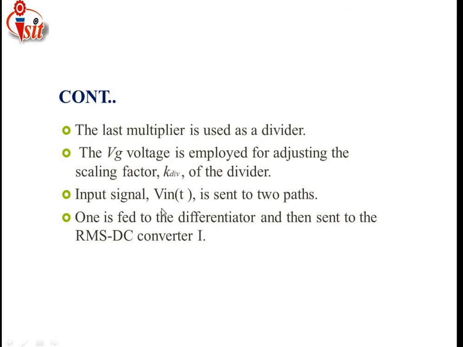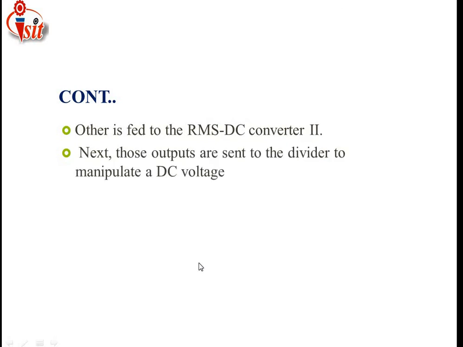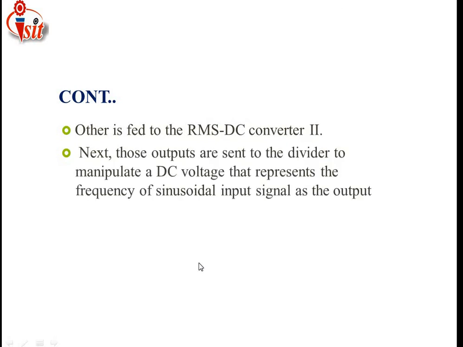The input signal Vin(t) is sent to two paths. One is fed to the differentiator and then sent to RMS DC converter 1, the root mean square direct current converter first. The other is fed to RMS DC converter second. Next, those outputs are sent to the divider to produce a DC voltage that represents the frequency of the sinusoidal input signal, as the output of the conversion.